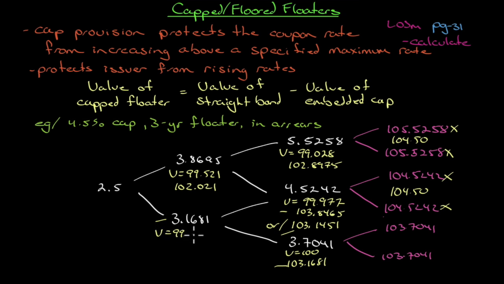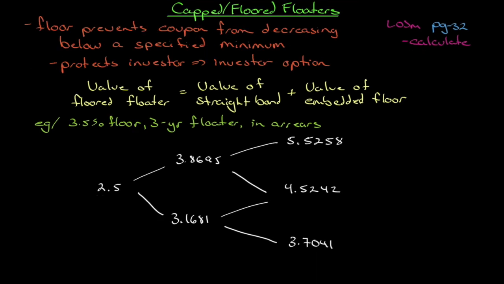will give us a value of 99.989. Add the coupon on, we get 102.489. Discount this and this at 2.5, and we get a value of 99.761. Not 100.761. So we can easily find the value of the embedded cap. The value of the capped floater is 99.761, which equals 100 minus whatever it takes to get us to this, which looks like it's 0.239.